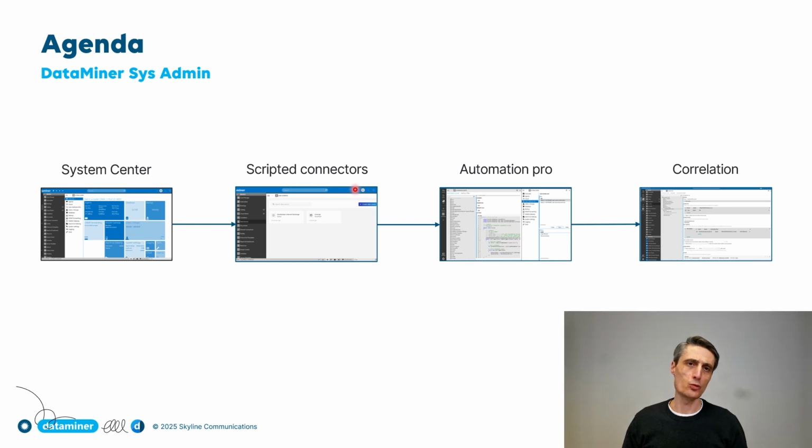And then we went into scripting connectors, adding some quick data sources to grab some data somewhere into the DataMiner system. And Automation Pro brought our automation scripts to the next level, you could say. And now we have our final module to discover here, correlation. Note there are still lots of other things we can discover in the DataMiner system, but within our journey, correlation is the last module to cover.